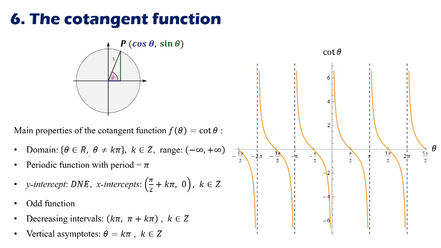First of all, the domain. Domain cannot be the whole real number set. The domain is a real number set except theta equals k pi, k equals any integer value. So k pi is actually all the angles with terminal side on the x-axis, right? And we know that if the angle's terminal side is on the x-axis, the cotangent theta is not defined, right?